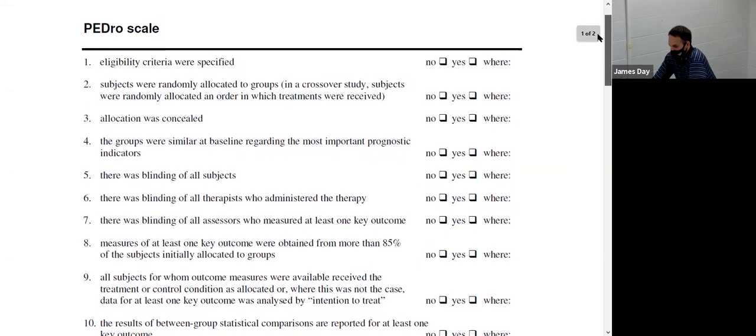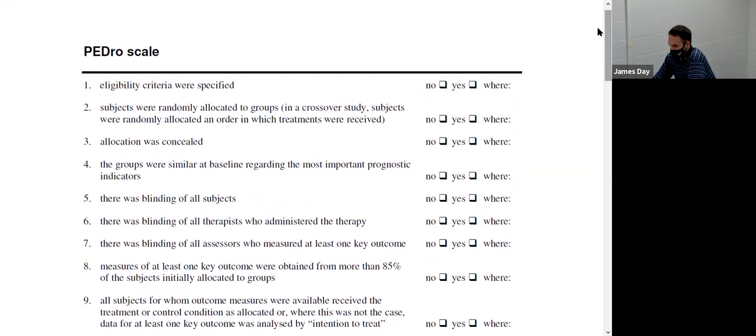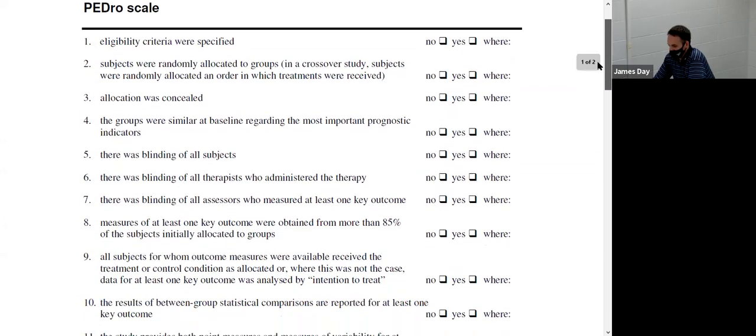So the first one, eligibility criteria were specified. If you remember, that was obviously yes in that article, but that's not scored. So usually with that, I just don't even put anything there because it screws me up when I'm counting. And I'm just not that smart. So let's go to number 2.